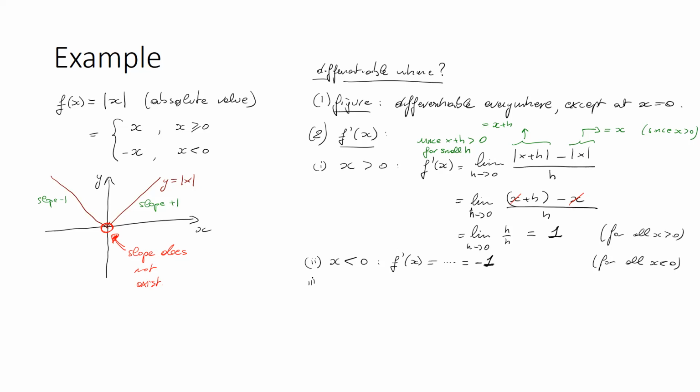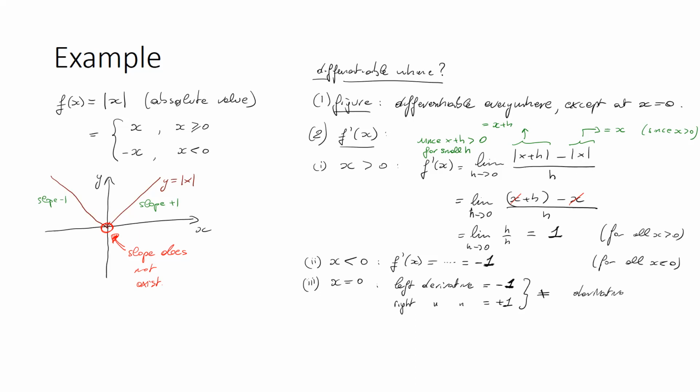And then the last thing that you can do is look at x equal to 0. And there what you'll find is that the left derivative is equal to -1, because you come from the negative side, and the right derivative is going to be equal to +1. And those two are not equal to one another, of course. So the derivative does not exist.